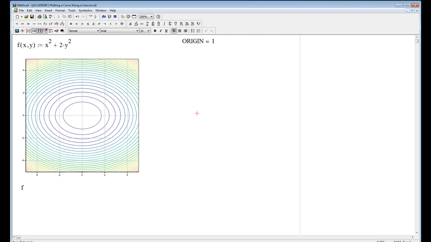Okay, so here we are. There's the same contour plot. And what I'm going to do now is start at y equals minus 2.5 at x equals minus 5. The plot range on this plot is minus 5 to 5 on both the x and y axes. So the starting point is going to be minus 2.5 at x equals minus 5. It's going to go through 0, and it's going to wind up at 2.5 on the y axis at x equals 5.